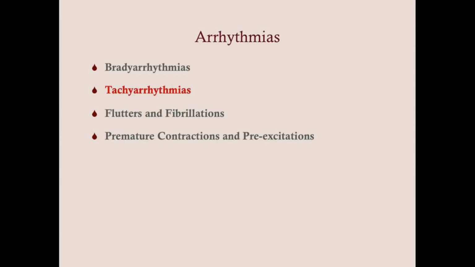Hello again. This is going to be a talk on the tachyarrhythmias. So we're talking about 4 different kinds of arrhythmias, 4 different classes. This is just my way of classifying them. You can classify them however you want, but I personally think this is the best way to think of them. We're talking about the bradyarrhythmias, which are arrhythmias slower than 60 beats per minute in adults. Tachyarrhythmias, which are greater than 100, the flutters and fibrillations, and then premature contractions and pre-excitations.